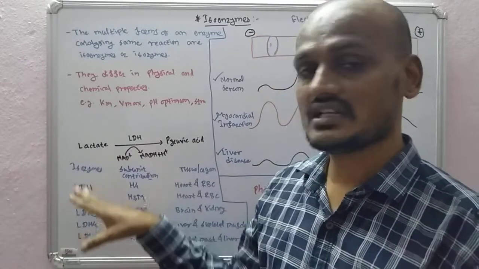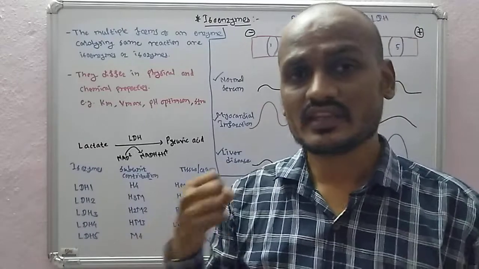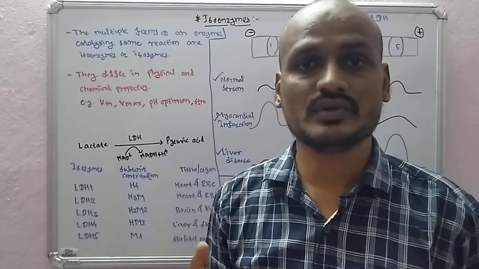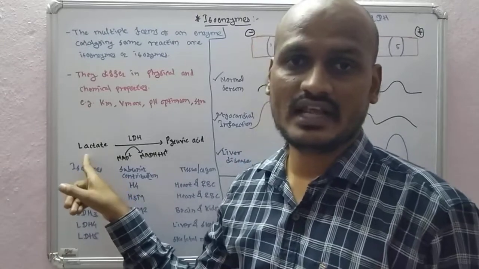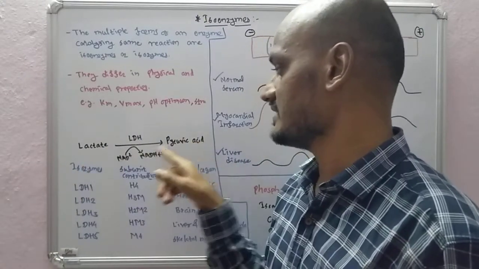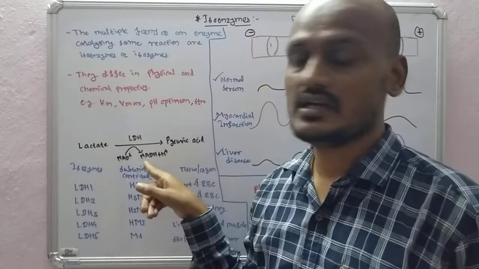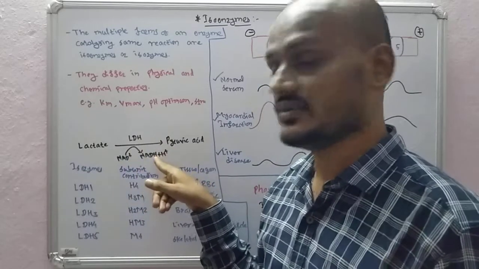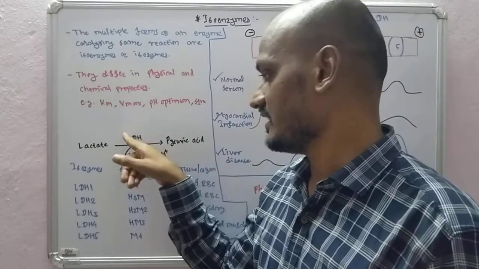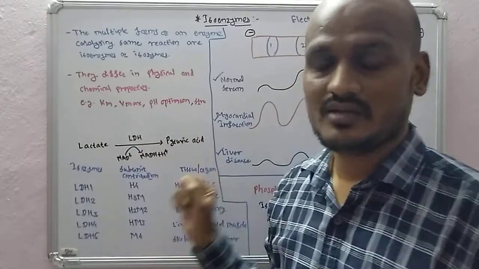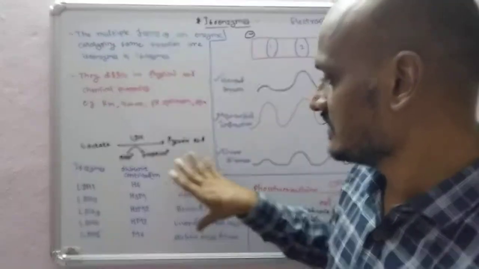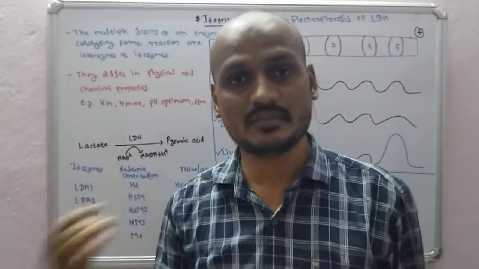So basically these are the different types of isoenzymes, and LDH1, LDH2, LDH3, LDH4, LDH5 will catalyze the same reaction: lactate conversion to pyruvic acid, and NAD plus getting converted into NADH and H plus, and here is the lactate dehydrogenase. It can be lactate dehydrogenase 1, 2, 3, 4, 5. But in this reaction, the different subunits will be available in different tissues.